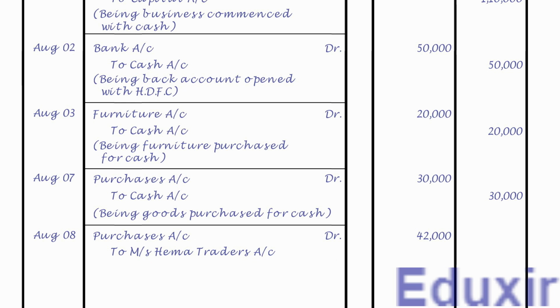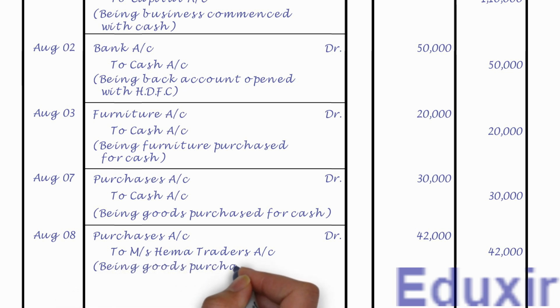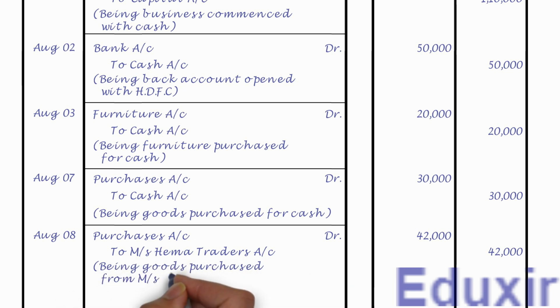Let us also record the credit amount of 42,000 rupees in the credit amount column. Let us now record the narration or description of this transaction, that is, being goods purchased from Messrs. Hema Traders on credit. Let us now draw a line to mark the completion of journalizing of this transaction. That completes the journalizing of this transaction. Let us now take up the next transaction.